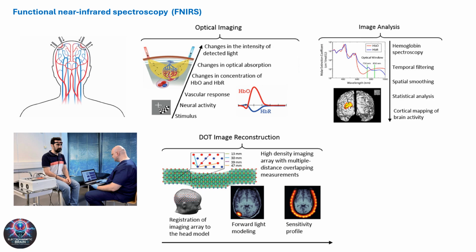The DOT, diffuse optical tomography, image reconstruction shown in the bottom center depicts the process of mapping the data collected from multiple sensors. This method involves high-density imaging arrays, with measurements taken at different distances, to improve the resolution of the brain activity map. Forward light modeling and sensitivity profiles are used to refine these images, helping us better understand how brain regions respond to cognition. Overall, fNIRS provides a powerful, non-invasive method for studying brain function, both in the lab and in real-world environments. It is increasingly used in a variety of settings to monitor brain activity in individuals during different tasks or conditions.